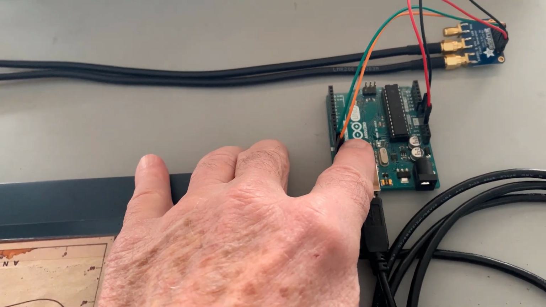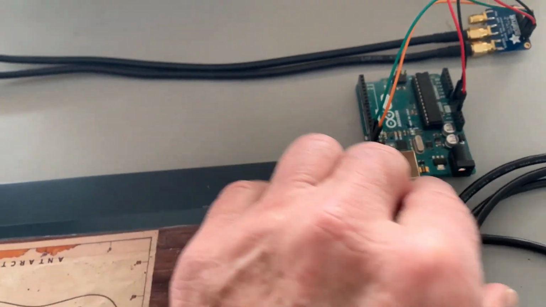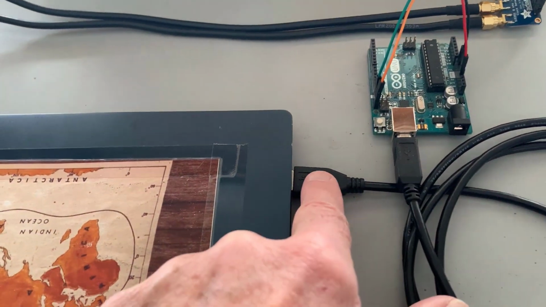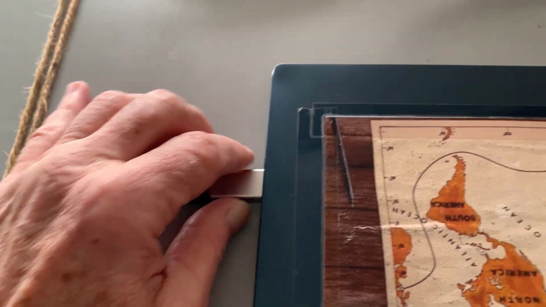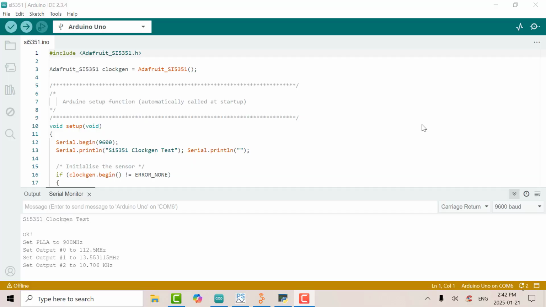There's the SCL and SDA connection for I2C. And I've got 5 volts and ground over there. There's the USB for the Arduino, and then I've got the USB for the PicoScope. So I'm going to go over to Camtasia, and we'll look at what we get.